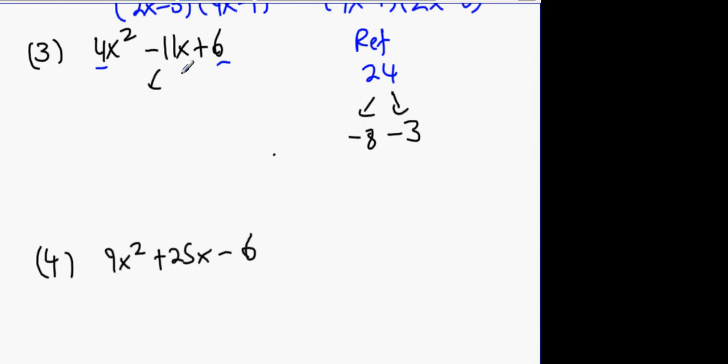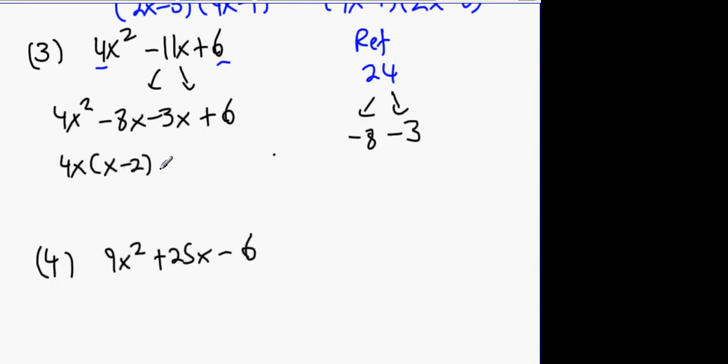Next step, Connor. 4x squared minus 8x minus 3x plus 6. Out of the first two, you take out 4x, and in the brackets it's x minus 2. And out of the second two, you take out minus 3, and in the brackets it's x minus 2 as well.